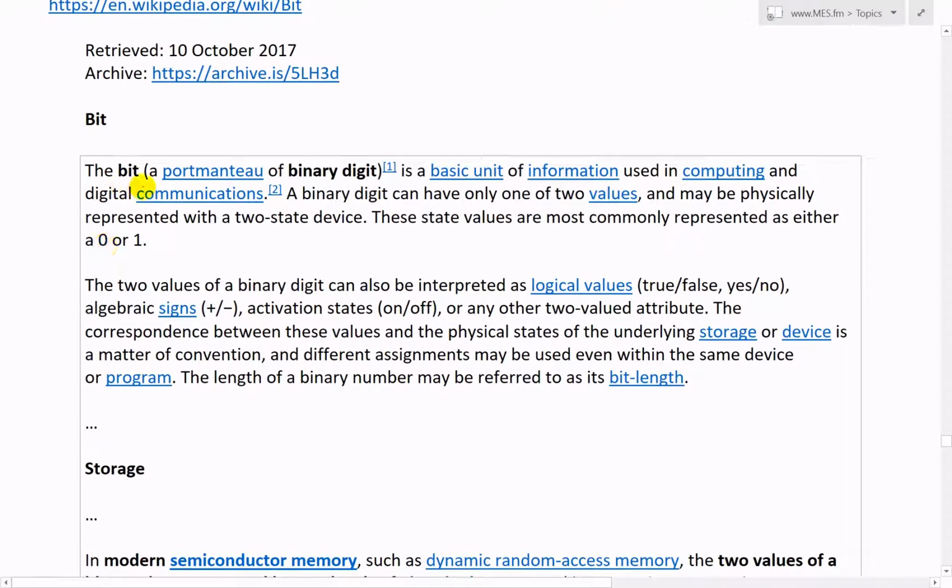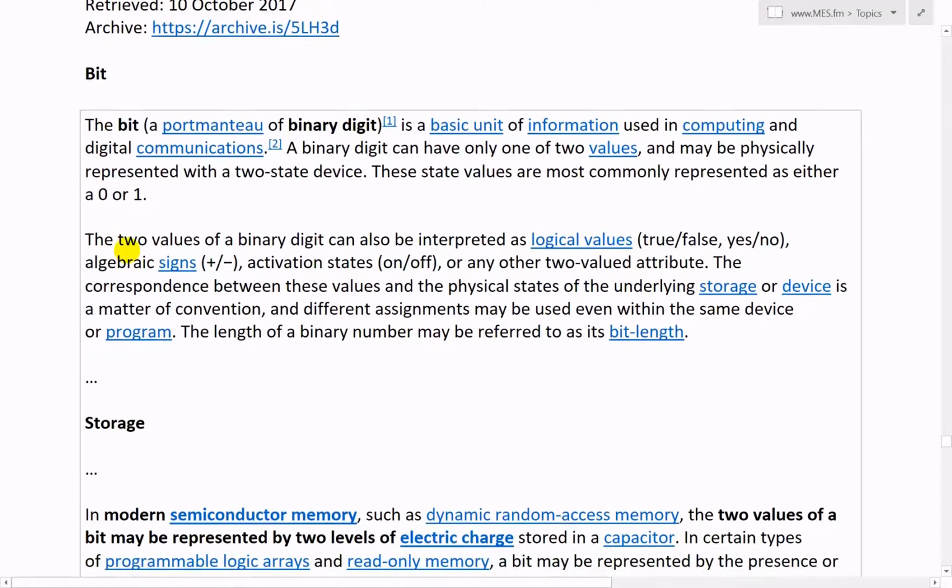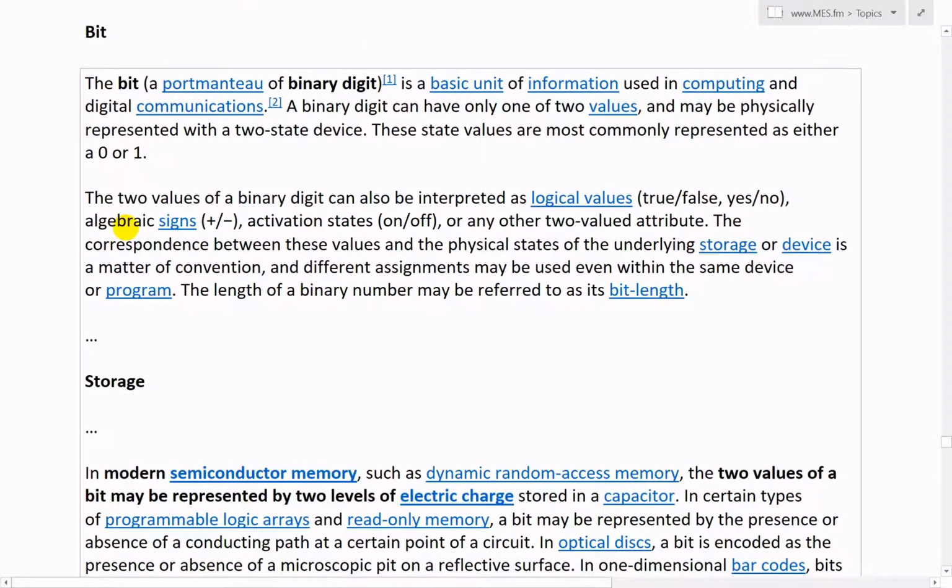The bit is a portmanteau, or a combination of words, of binary digits. So binary, B-I, and then digit, just the T there, bit. So binary digit, B-digit, B-it, bit, is a basic unit of information used in computing and digital communications. A binary digit can only have one of two values and may be physically represented with a two-state device.